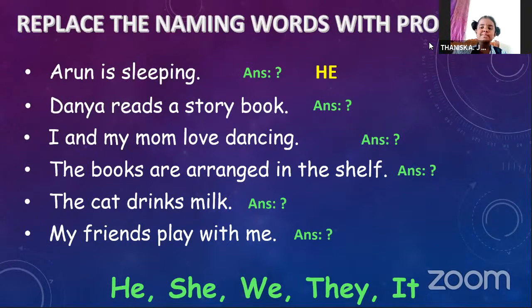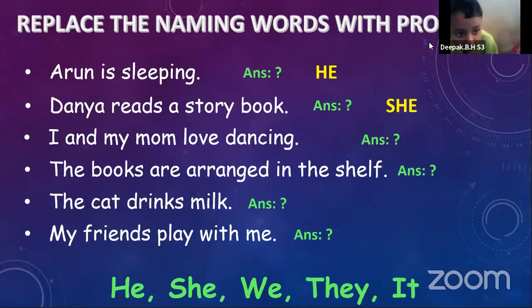Thank you. Can you read the next question? My mom and I are dancing. What is the pronoun to be used instead of I and my mom? We. Very good, Deepak. Super.